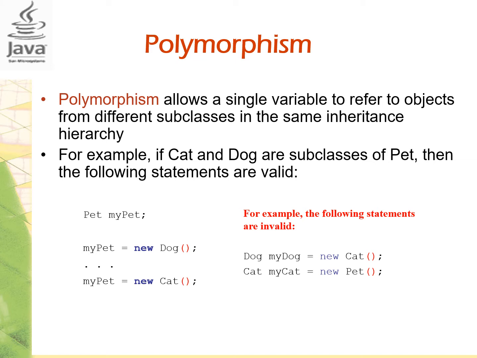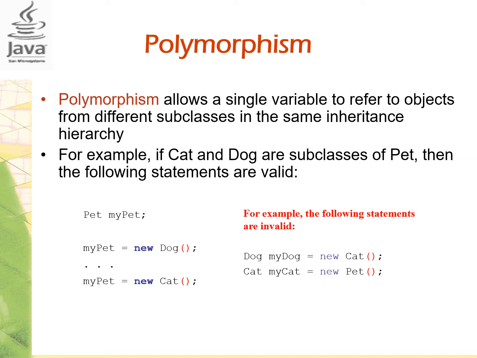For example, if cat and dog are subclasses of pet, this is allowed. You declare myPet of the type Pet. Pet is the superclass, so this variable type is from the superclass. But then you assign an object of the type of the subclass. So that is allowed.